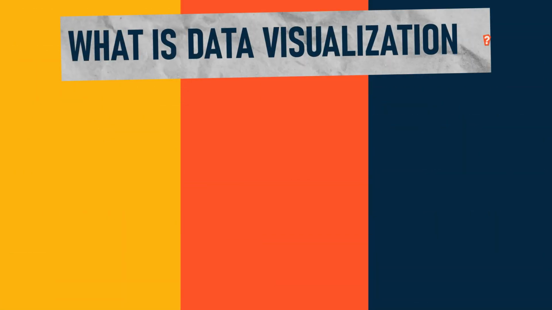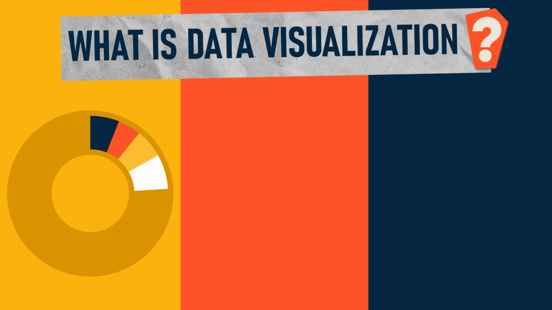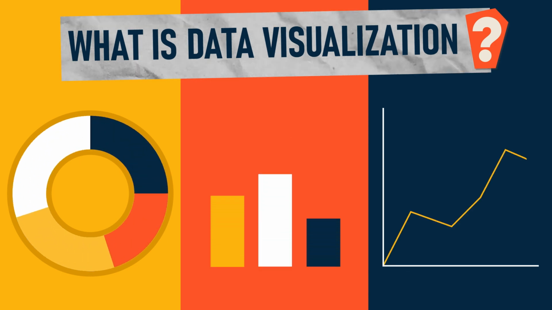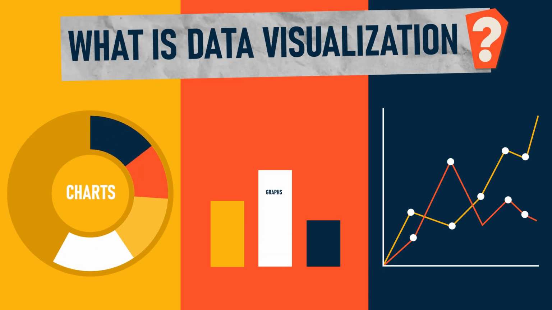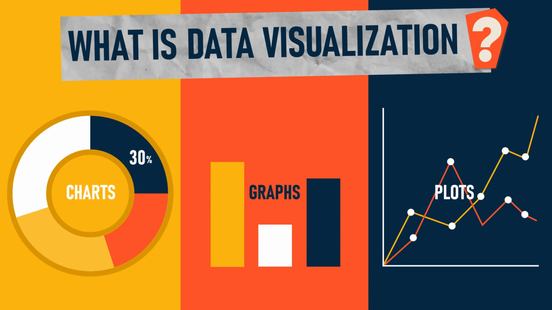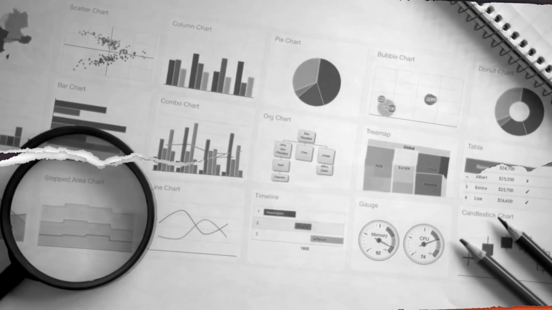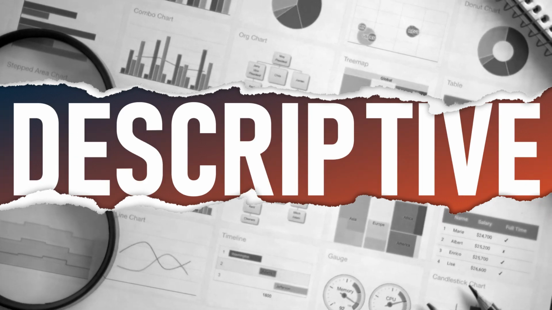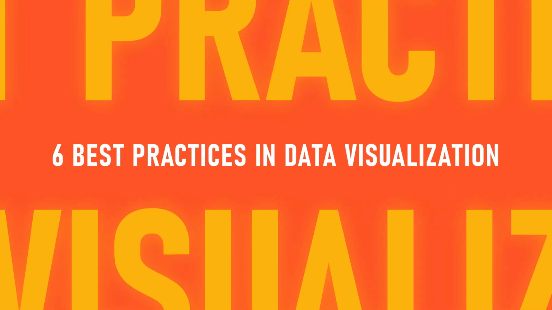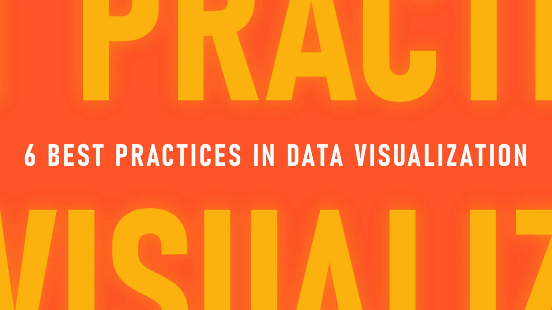What is data visualization? Data visualization is the process of turning raw data into perceptible information. It uses representations like charts, graphs, and plots to present how different datasets are connected. Your data visualizations must be inclusive, clear, accurate, empowering, descriptive. Six best practices in data visualization.